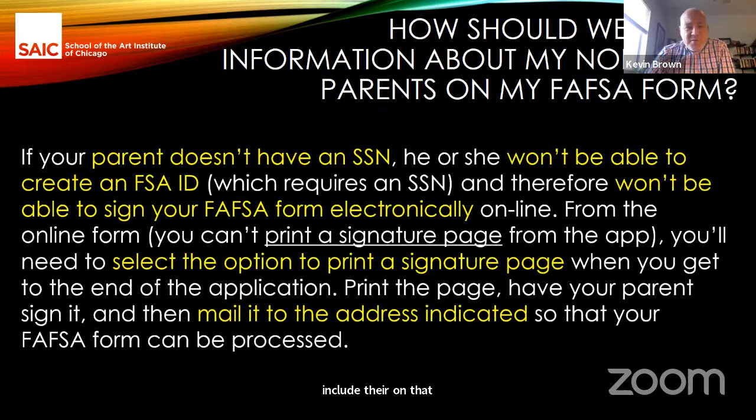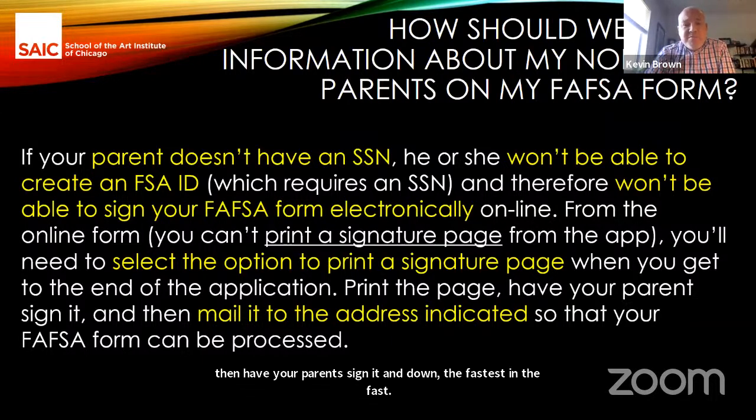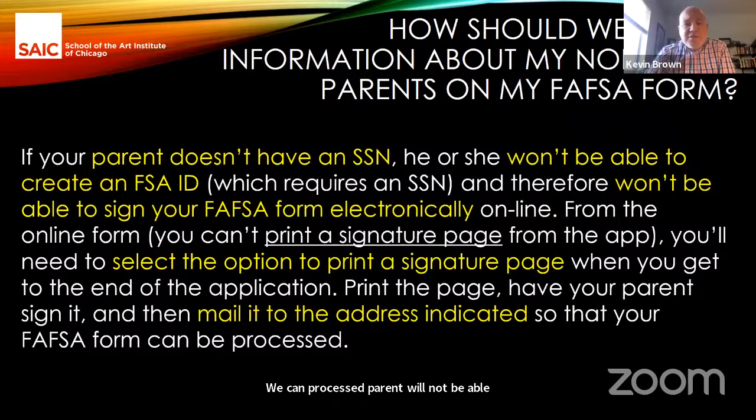If your parent doesn't have a social security number, much as a student, he or she won't be able to create an FSA ID, which requires a social security number, and therefore won't be able to sign your FAFSA electronically online. So what they'll need to do is print out a signature page from the application. You'll need to select the option to print the signature page when you get to the end of the application, print that page, and then have your parents sign it. And then they'll mail it to a specific address that's listed on the FAFSA, so the FAFSA can actually be processed. Again, this is because the parent will not be able to have an FSA ID because they're not a U.S. citizen. Again, all the instructions are included on the FAFSA.